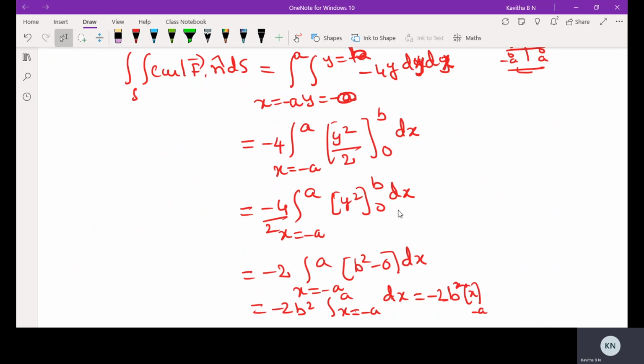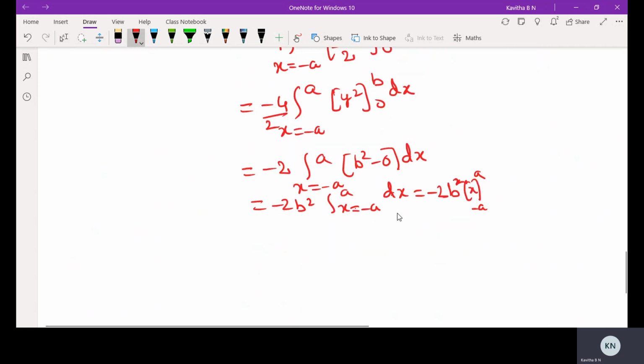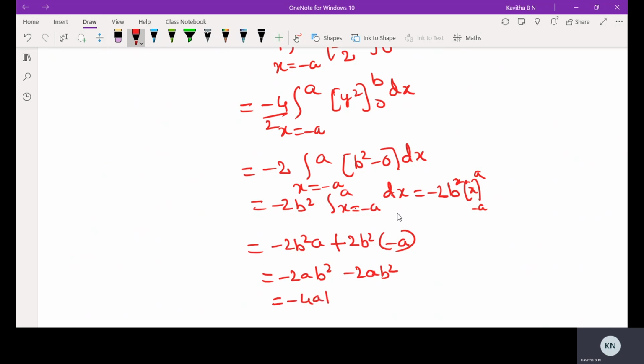Minus a to a, apply the upper limit and lower limit: minus 2b square a, minus of minus 2b square into minus a, meaning minus 2ab square minus 2ab square, so we are writing minus 4ab square. This is the required answer. Okay, understood now? Any doubt?